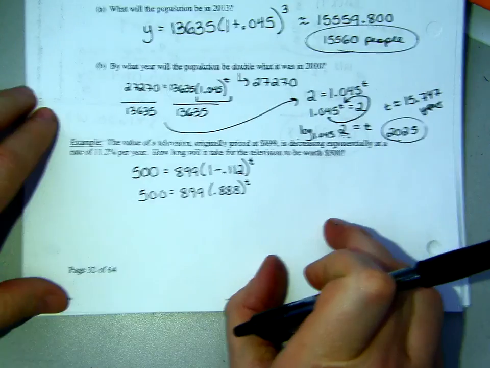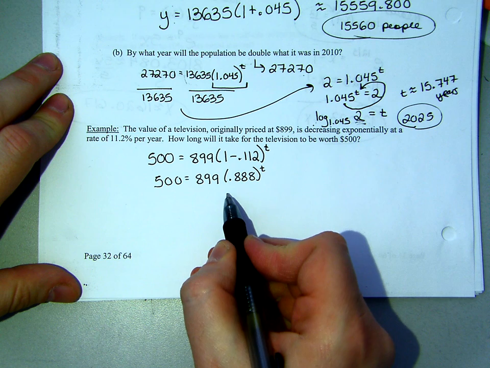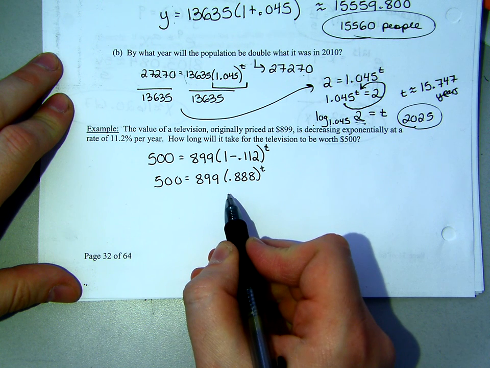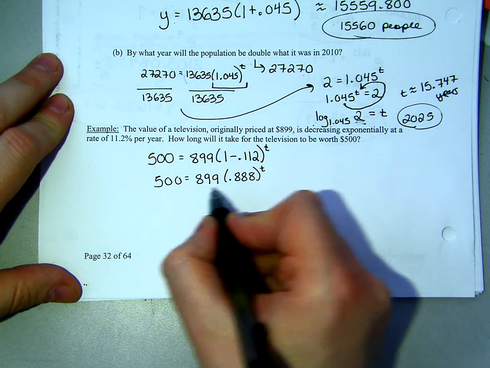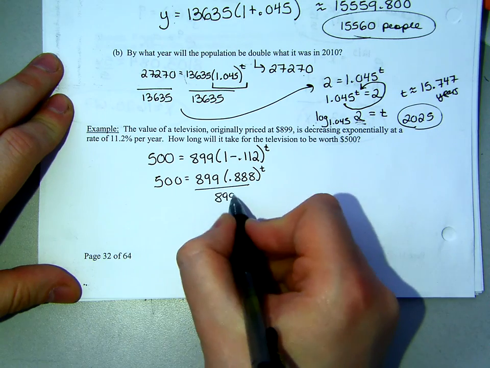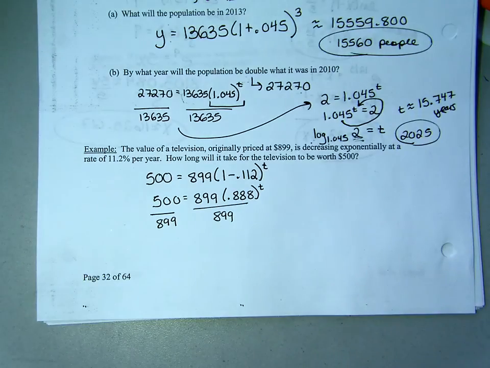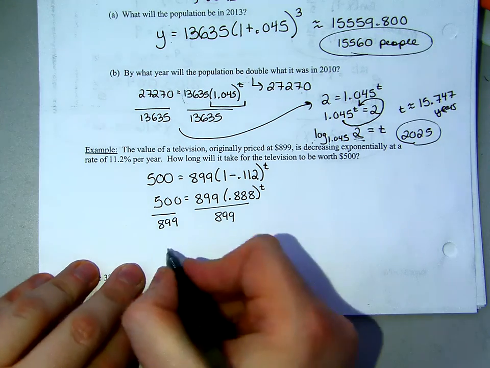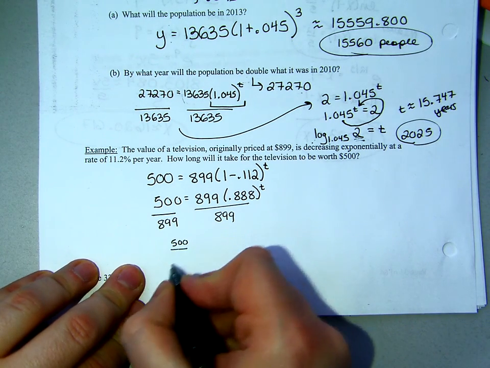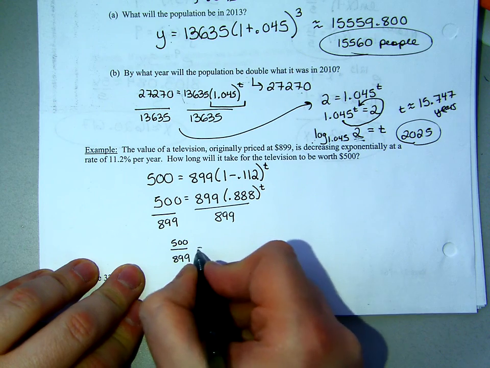So, can I use logs right away in this example or do I have to do something first? Divide. It is not going to divide nicely, and I don't want to have to deal with rounding, which might throw off my answer a little bit. How about I say when you divide, you just get the fraction 500 over 899.